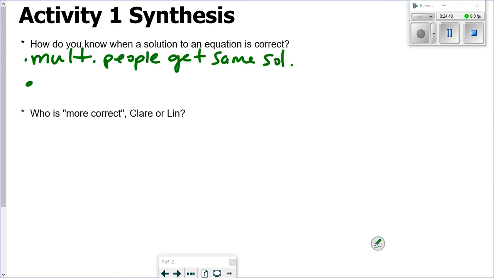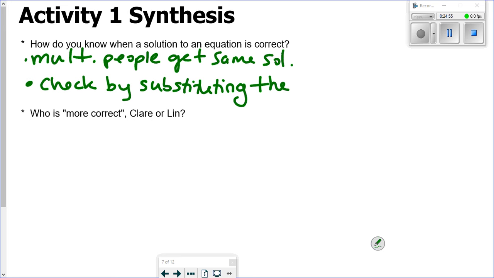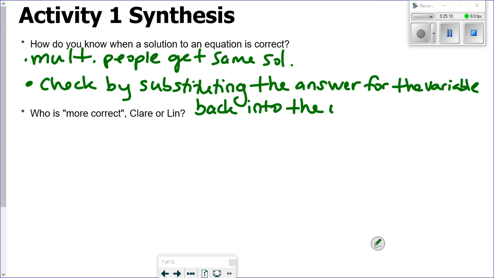But to absolutely verify that statement, you should go back and check your work by substituting the answer for the variable back into the original equation. And then completing the math on both sides to make sure you get two equivalent numbers in the end.